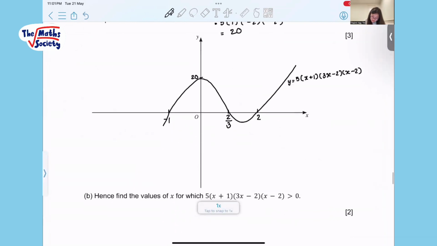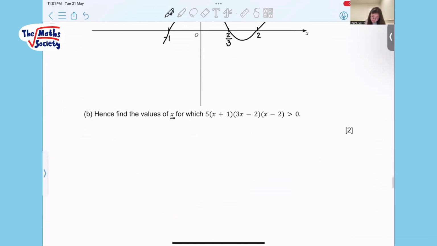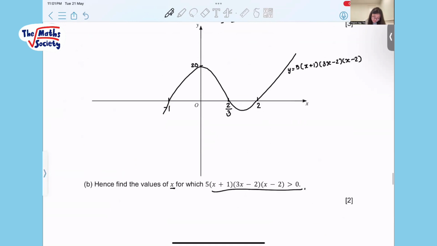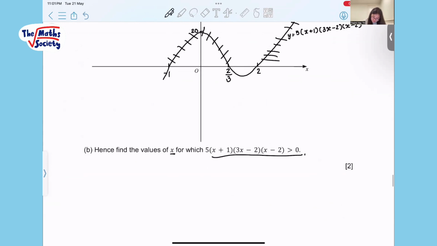Yep. And then we move on to find the value of x which is greater than 0. So we know it has to be greater than 0. So it's going to be just here and then here, because it's going to be greater than 0. So we'll have x values that are between minus 1 and 2 over 3. And then we have x values that are going to be greater than 2.